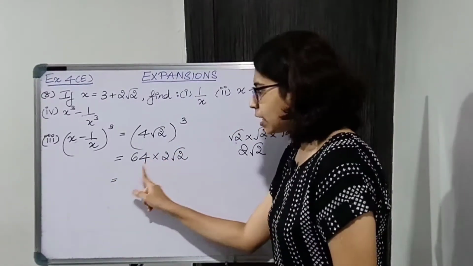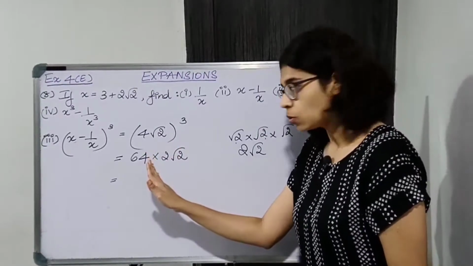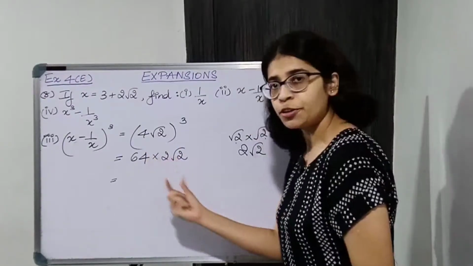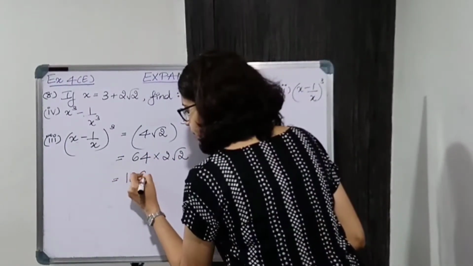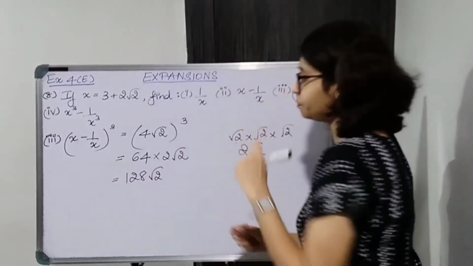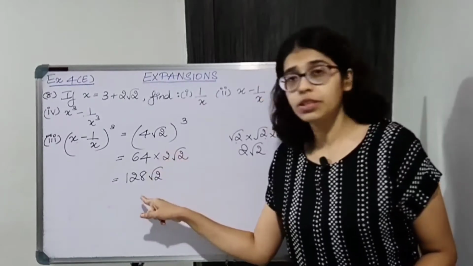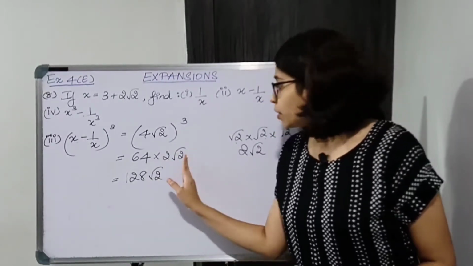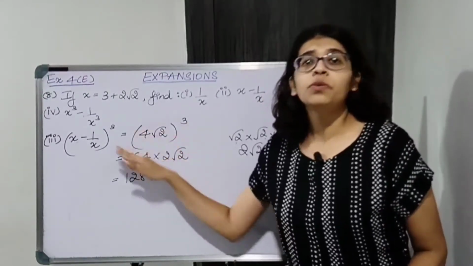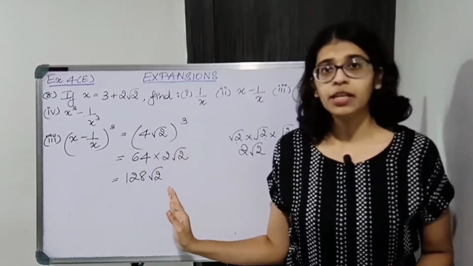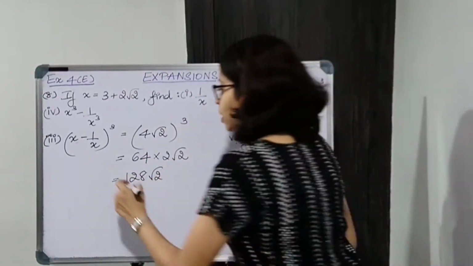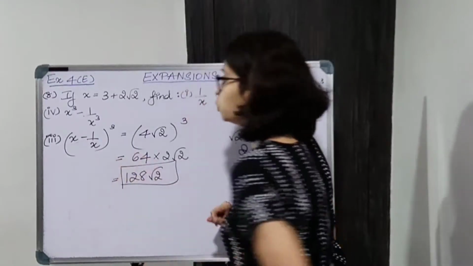We can multiply the number outside the root. So 64 into 2 will give 128 into root 2. Please students, don't multiply root 2 with this. You cannot keep multiplying the number inside the root with the number outside the root. So the answer is 128 root 2.